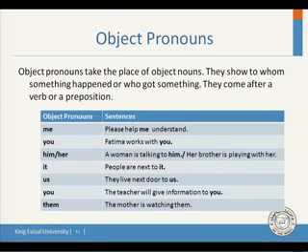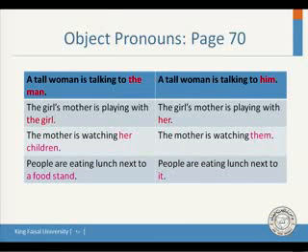They live next door to us. This is our house and this is their house. So they live next door to us. The teacher will give information to you. You. The mother is watching them. All these are object pronouns.